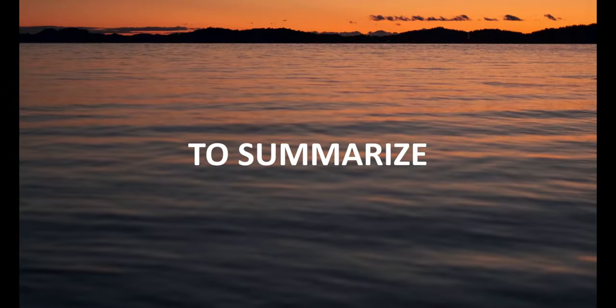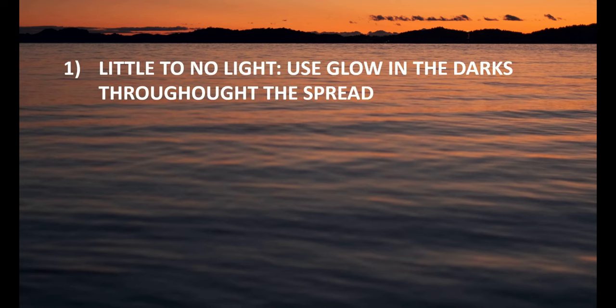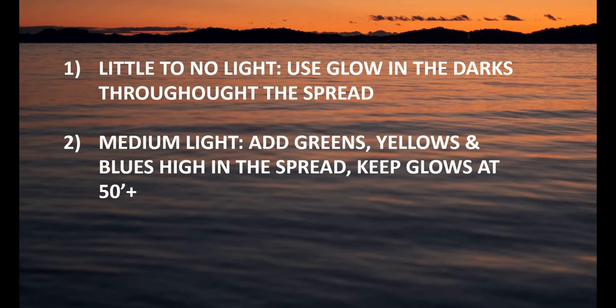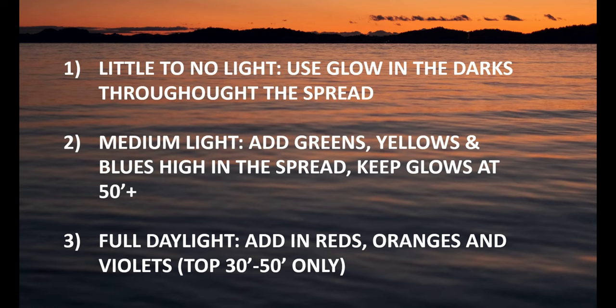To summarize, in very low light conditions, use glow-in-the-dark presentations exclusively. In slightly brighter conditions, add greens, yellows, and blues high in your spread while keeping glow-in-the-darks in the deeper water. Finally, in the brightest conditions, as the sun gets higher in the sky, and especially in clear water, reds, oranges, and violets can be added into the top 50 feet of the water column. Just keep in mind that lighting conditions under the water can change and vary significantly from day to day and even hour to hour. So the depths recommended here are just guidelines and should be adjusted according to those lighting conditions.